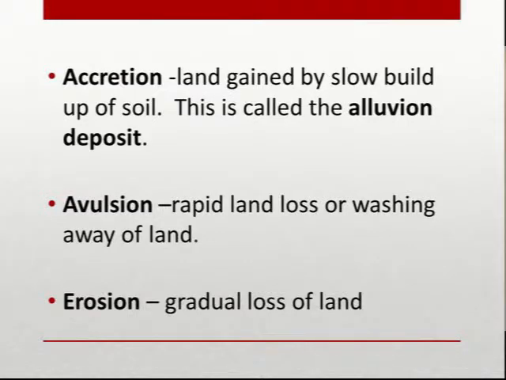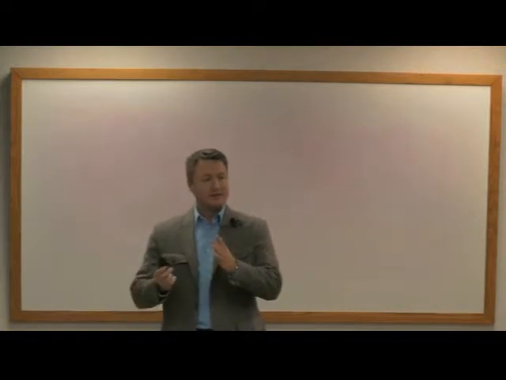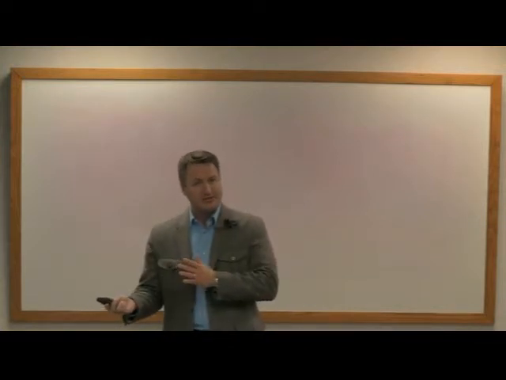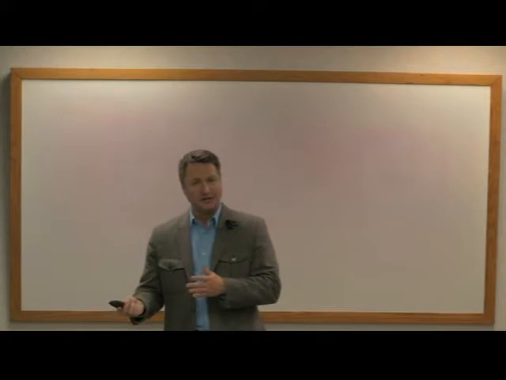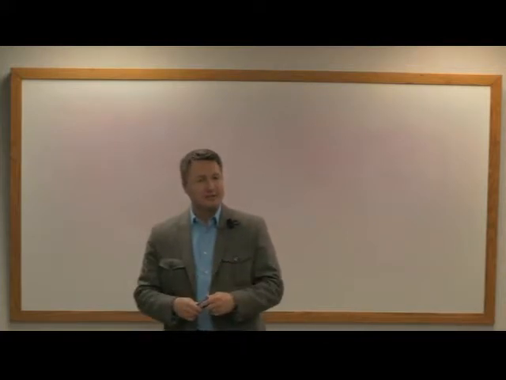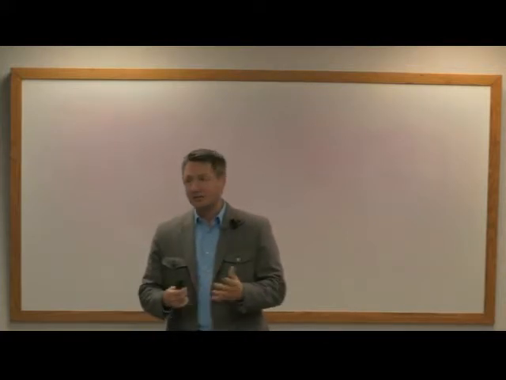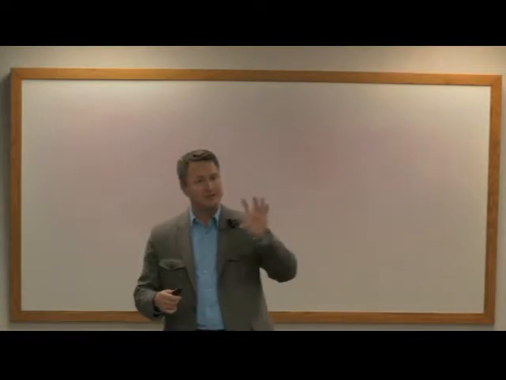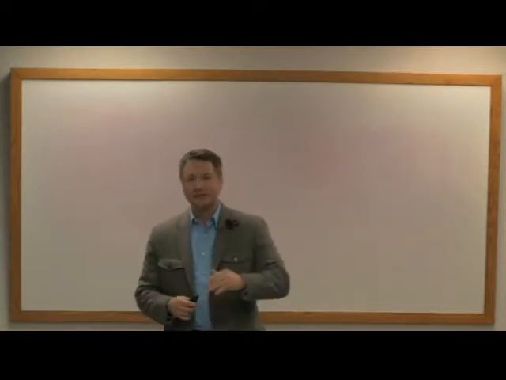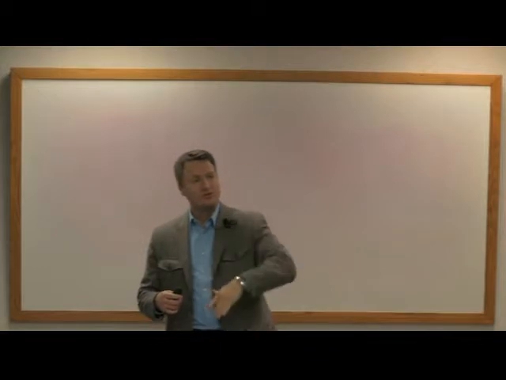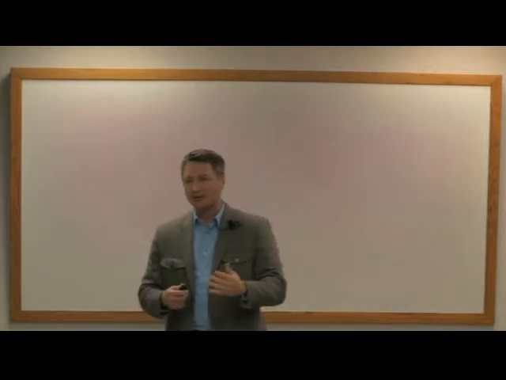Avulsion and erosion are similar in that we are losing land. Avulsion is a rapid loss, and erosion is a gradual loss. And we have examples of erosion here in the Midwest. You'll see farmers put up those terraces on the side of hills so that they don't lose large amounts of topsoil over time.